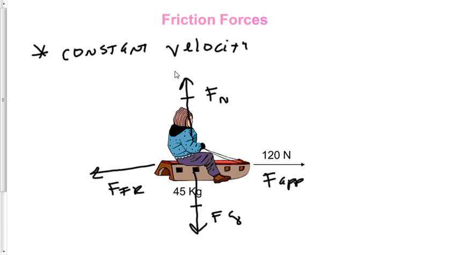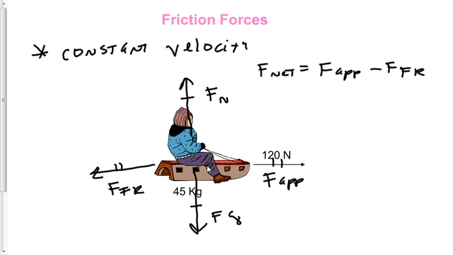A constant velocity means there is no acceleration. Thus, the friction force must also equal the force applied. Let's write the net force equation. Force net is equal to force applied minus force of friction.